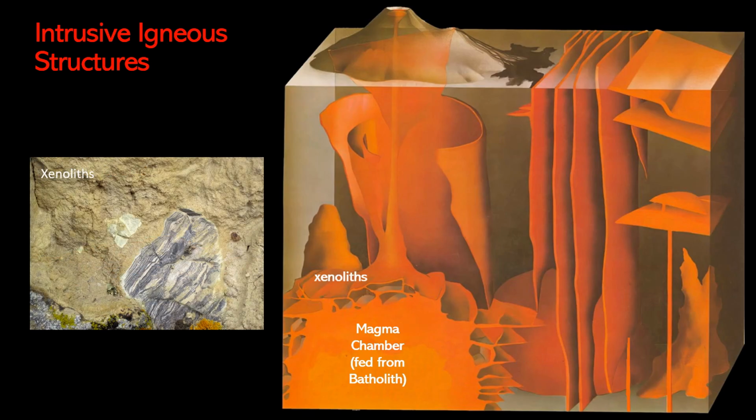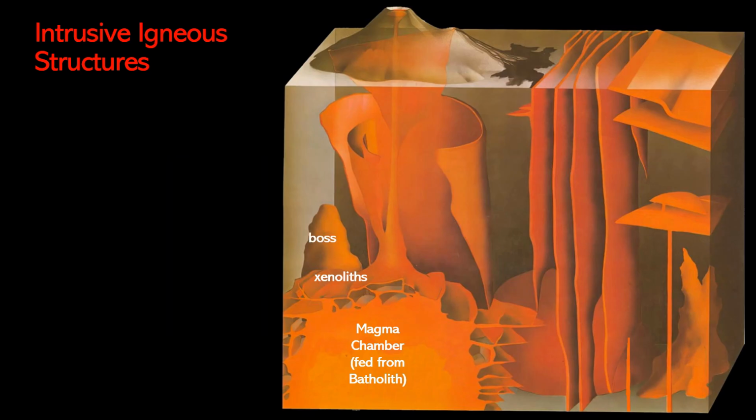Xenoliths. Although not intrusive structures, xenoliths, from the Greek for foreign rock, are chunks of the original country rock which have fallen into the magma and survived melting. Boss. A boss is a small, dome-shaped plutonic intrusion, usually less than 10 square kilometers in size.